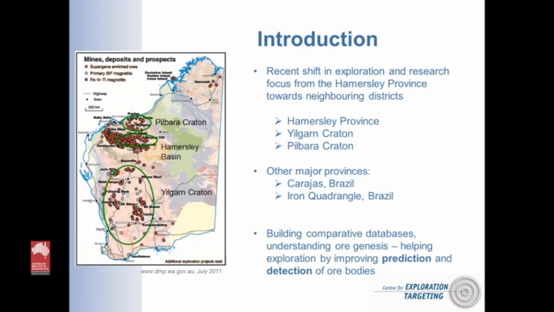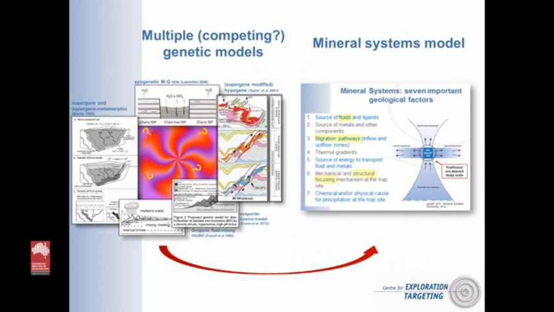So that led our group to focus on what is controlling these BIF-hosted iron deposits in the Yilgarn and in the Pilbara. At the same time, our colleagues in South America were also looking at these major examples in Carajás and the Iron Quadrangle. This leads us to build a set of comparative databases, which hopefully we can condense together in terms of generating mineral systems understanding, which will help exploration in terms of prediction and detection of these types of deposits. So this is where we've started off on the left-hand side.